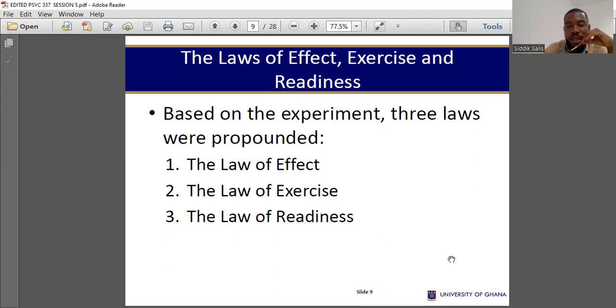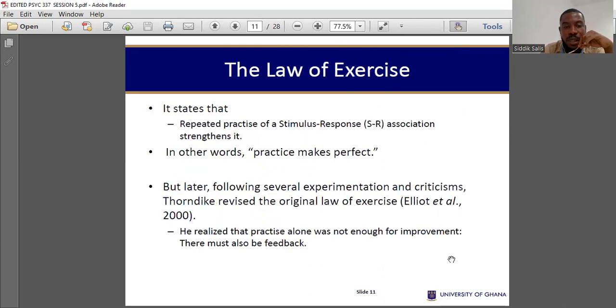So these are the three laws that were propounded during the studies, the outcome of the study: the law of effect, the law of exercise, and the law of readiness. I wouldn't read all this. I've explained them.